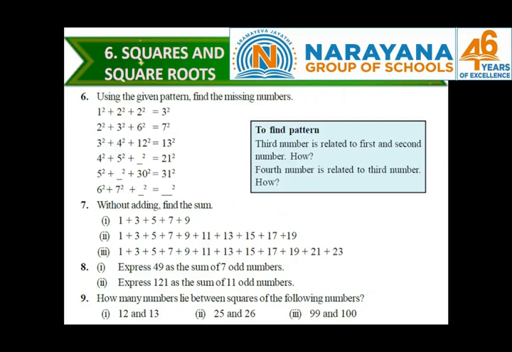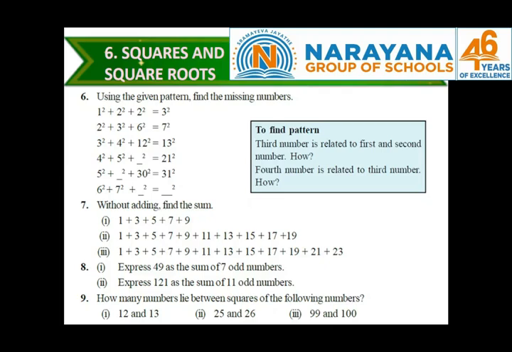The seventh one: without adding, find the sum. Yes, the sum of first odd numbers. 5 odd numbers, 5 square. 10 odd numbers, 10 square. See, you know how to find the number of odd numbers? For the first one, the last digit is 9. 9 plus 1 by 2 is equal to 5. So it has 5 odd numbers. The answer is 5 square.